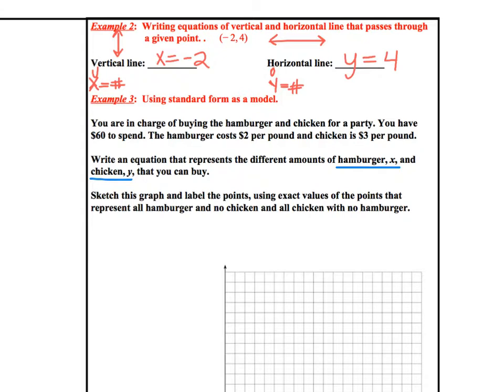All right. So it's $2 per pound of hamburger. Hamburger is X. We are totaling it up to how much we have to spend. How much do we have to spend? 60. Okay, so it should be equal to 60. What am I going to add to this?